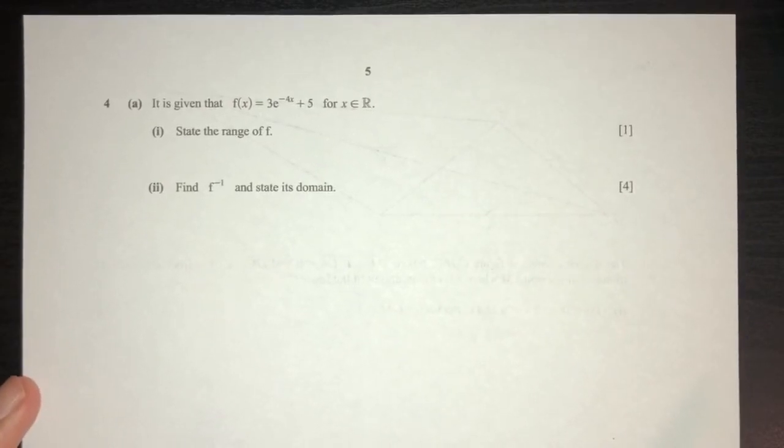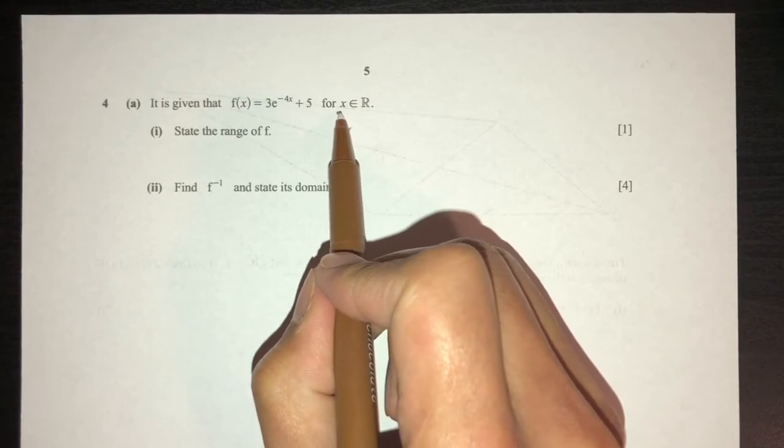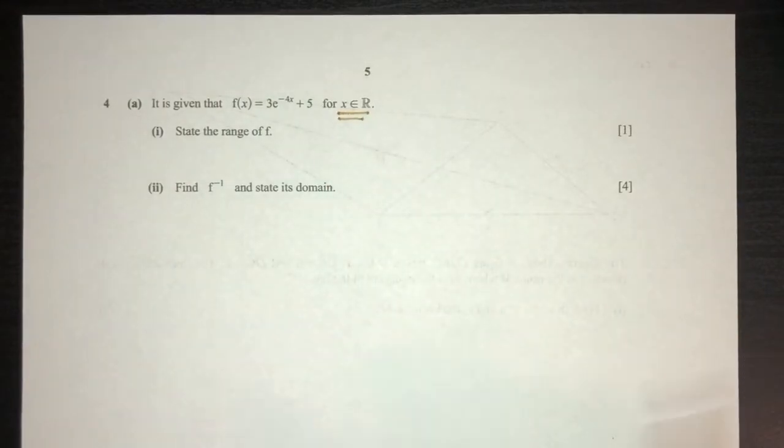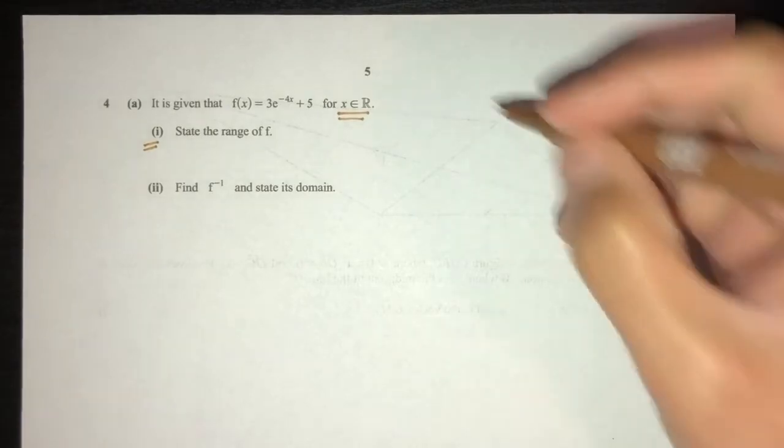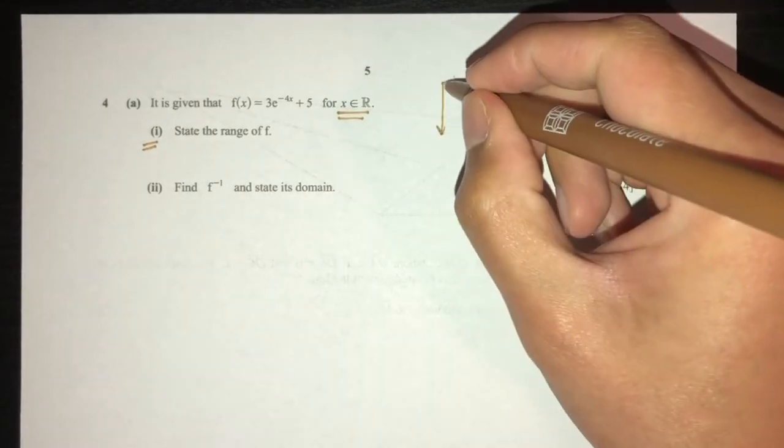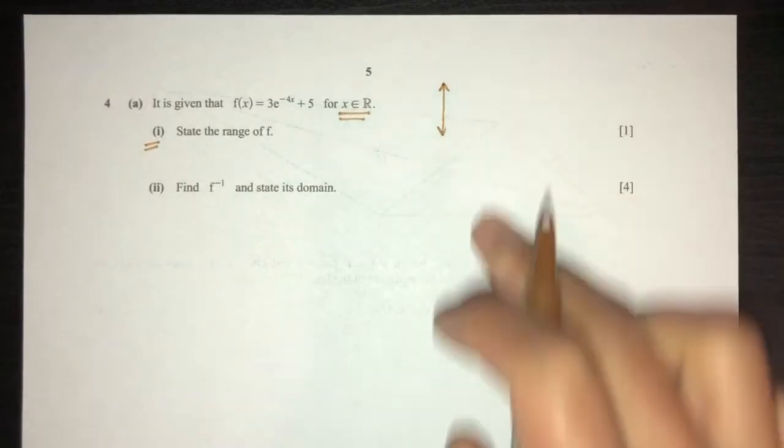Let's move on to question number 4. It is given that f of x is given by this for all real values of x. Now part 1, find the range of x. So you have to know, range means the y values of x. How much can it go up or down?